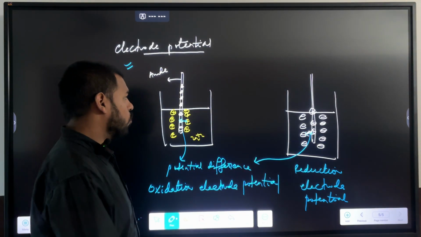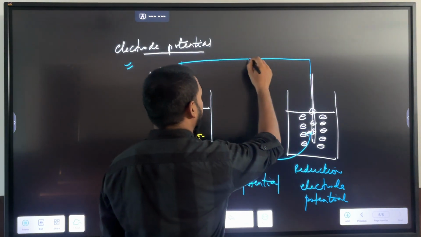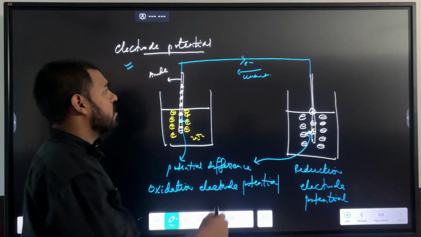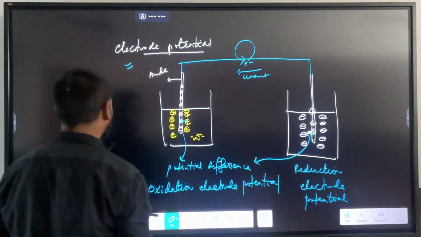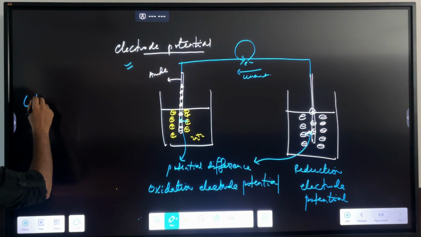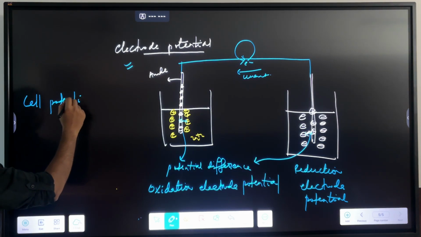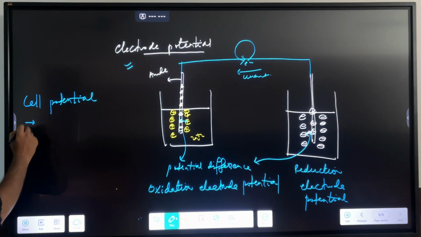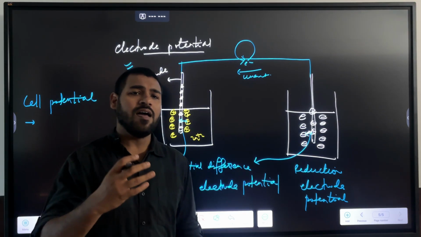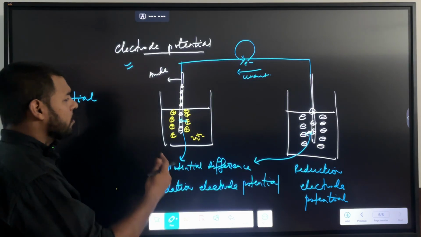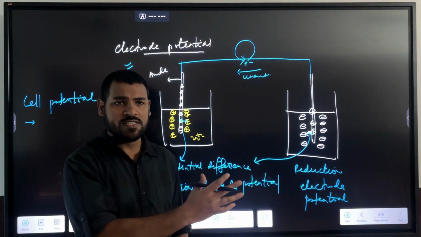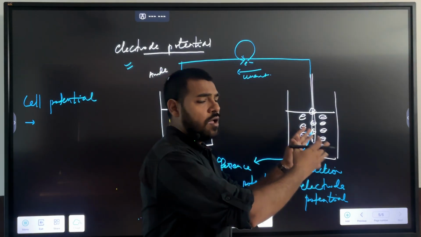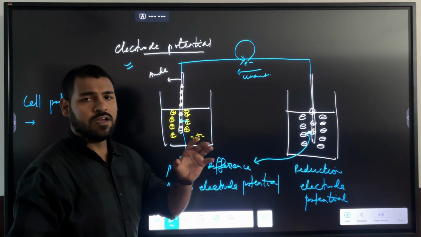And when these two are joined, then current will start to flow, and this is called cell potential. So what is the cell potential? Cell potential means it is the potential difference between the anode and the cathode. Simply, here we have the individual potentials. In the rod, we have the oxidation potential. In the cathode, we have reduction electrode potential.